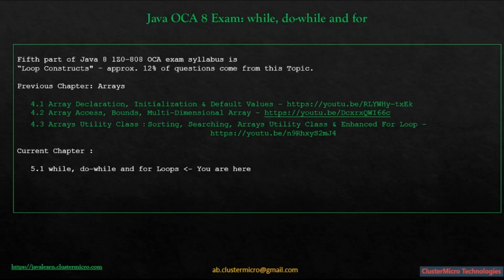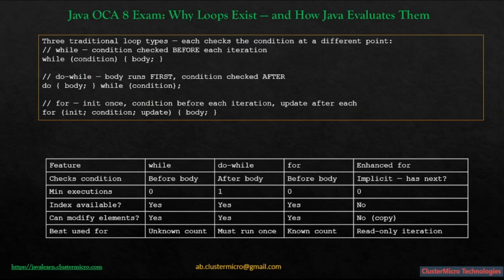So Java provides 3 traditional looping constructs: while, do while and for. The key difference between them is when the loop condition is evaluated. The while loop checks the condition before the loop body executes. If the condition is false at the very beginning, the body never runs at all. So the minimum number of executions for a while loop is 0.